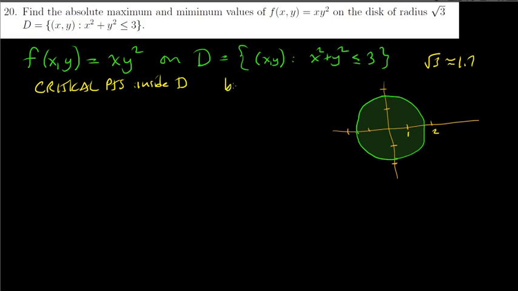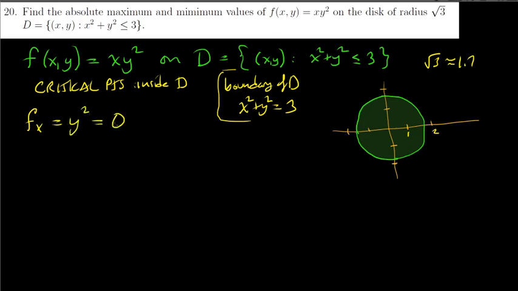So yeah, the boundary of the disk, the boundary of D, is just the circle x squared plus y squared equals 3. So we'll look at that later. Let's first find the critical points. The x partial derivative is just y squared. Set that equal to 0. The y partial derivative is 2xy. Set that equal to 0.